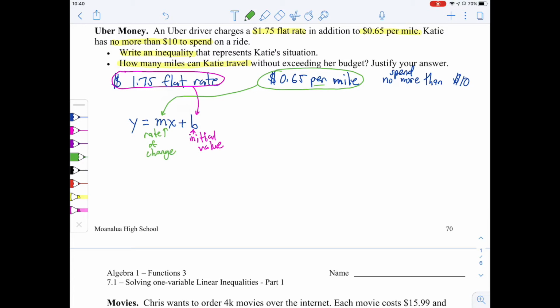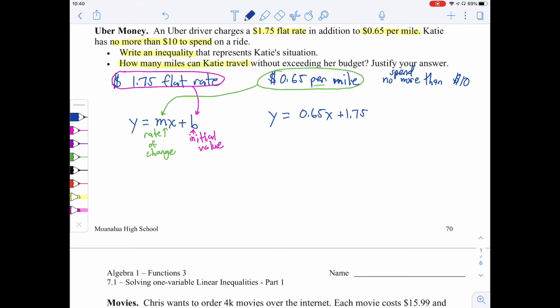So that's our equation that we can write. We have y equal to our rate of change, which is 0.65 times x, and our initial value was $1.75. So it charges us $1.75 plus 65 cents per mile. And this is our equation, and we want to represent an inequality.